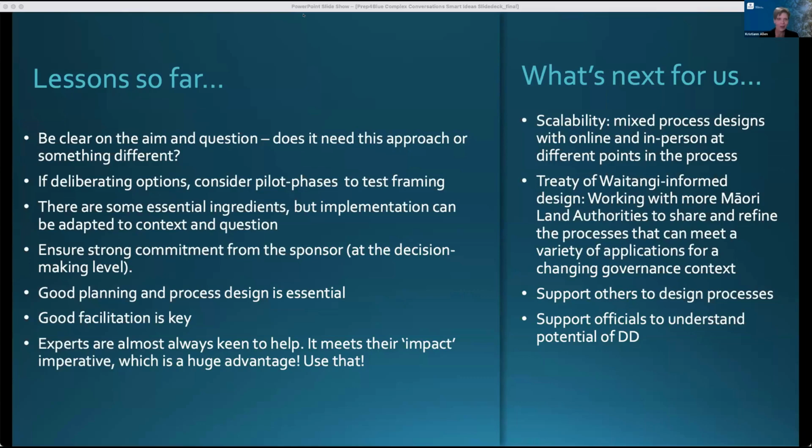We talked a lot about our planning and the 6-month process leading into this, and then even before that, the preliminary pilot phase. So good planning and process design is essential. And of course, we'd be happy to, going forward, respond to any queries about that in more detail. And then great facilitation.